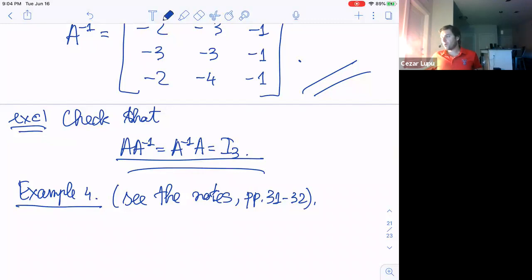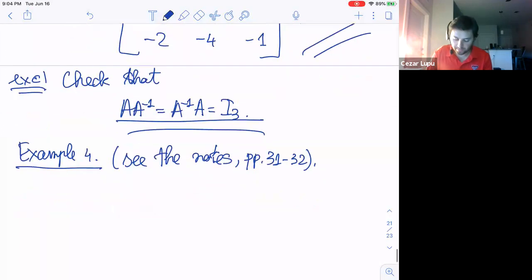In fact, this is one of the properties of the determinants as well. I'm not going to go into that now, maybe next time. Now, I want to talk quickly about the properties, and maybe I should say a few words about elementary matrices. So, properties of inverses.